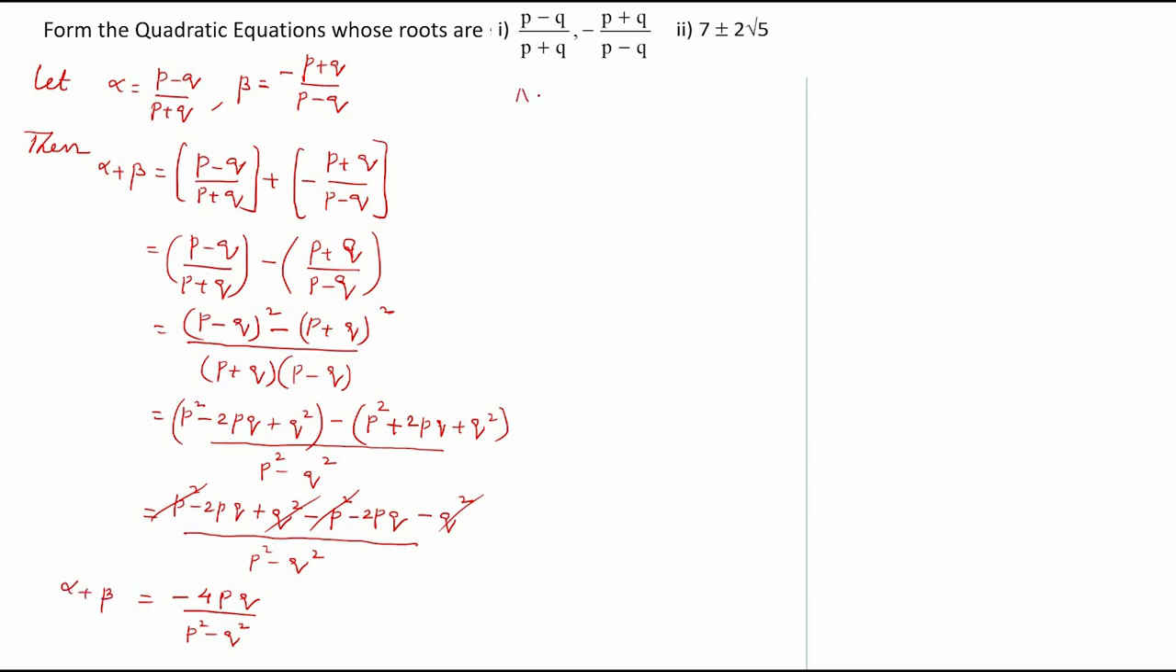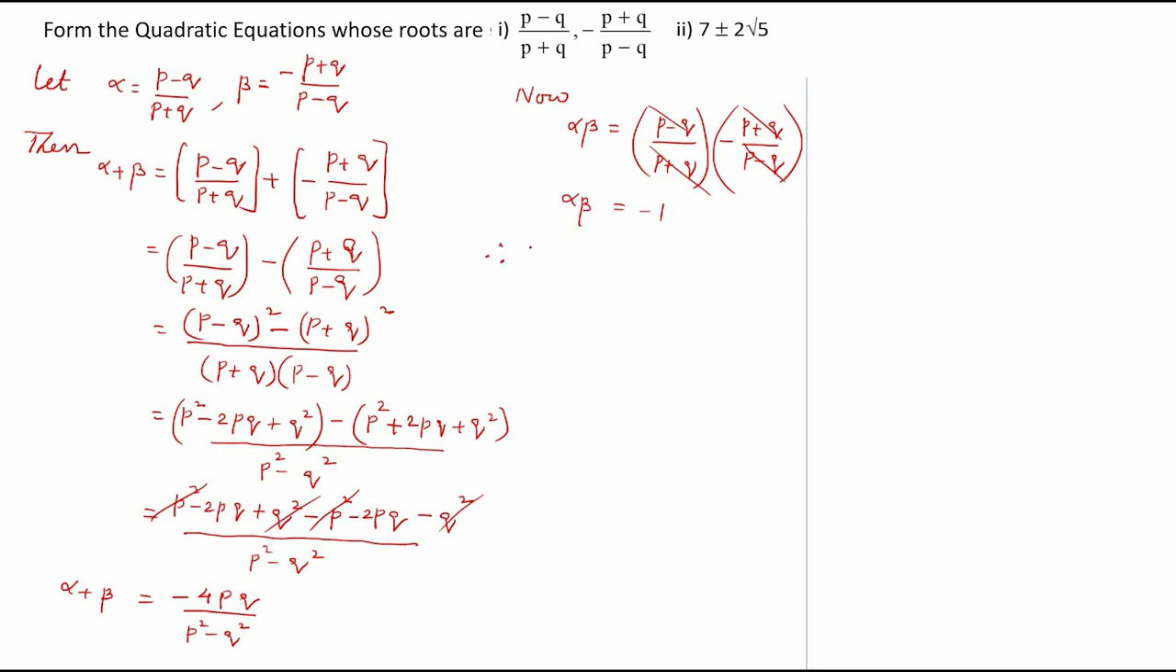Now let us find the product of the roots, alpha into beta. So this is p minus q by p plus q into minus of p plus q by p minus q. You can straight away cancel this p plus q and p minus q. You are remaining with minus 1. So the value of alpha beta is minus 1.